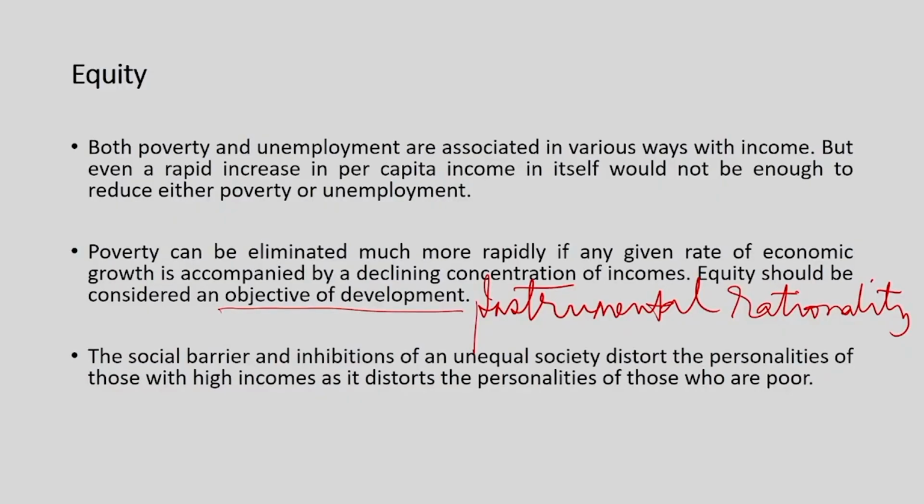It should be a goal-oriented social action, it must be an objective-oriented social action, it must be an aim-oriented social action, and this goal-oriented, objective-oriented or aim-oriented social action is alternatively known as instrumental rationality. And the social barriers and inhibitions of an unequal society distort the personalities of those with high incomes as it distorts the personalities of those who are poor.